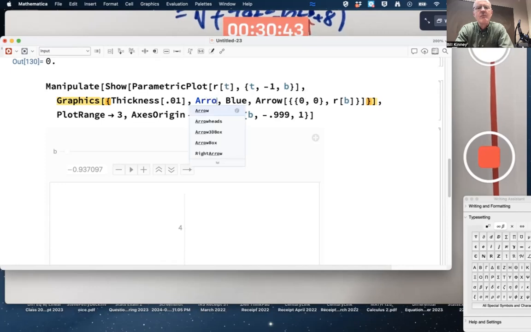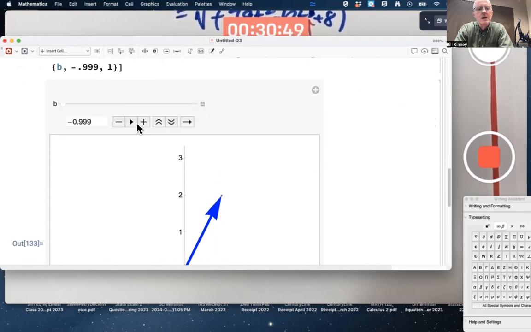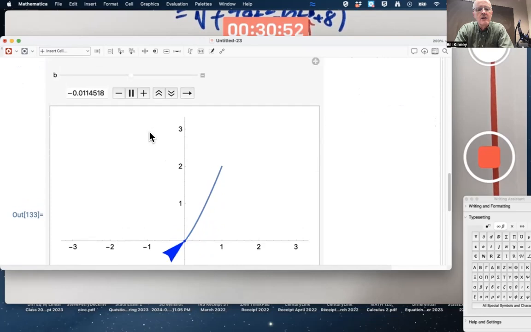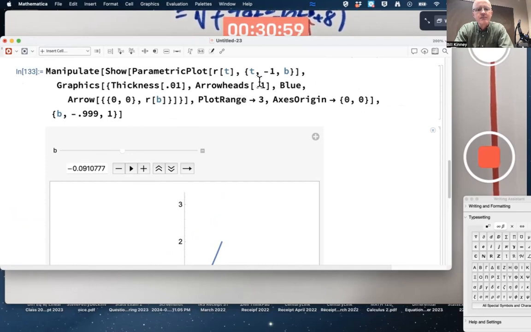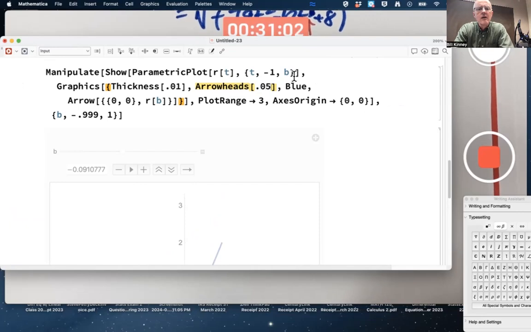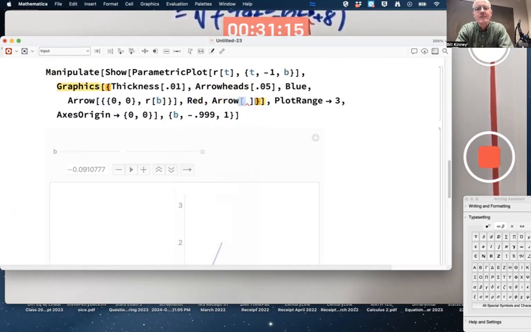I'd like to make the head of the arrow bigger as well. Arrowheads, let me try 0.1. It might be too big. So that's the position vector. Make the arrowheads a little smaller. Now I want to add velocity vector and acceleration vector in there. So after this arrow thing right here, I'm going to put another comma, Red, Arrow. My velocity vector, don't start at the origin, start at r of b. I'll put {0, 0} there first.